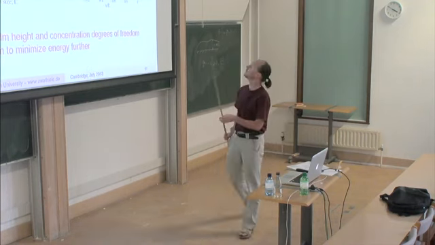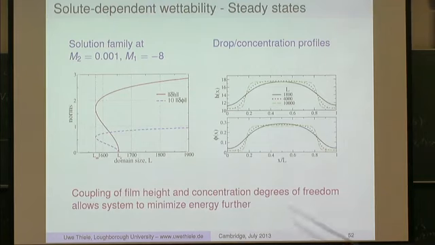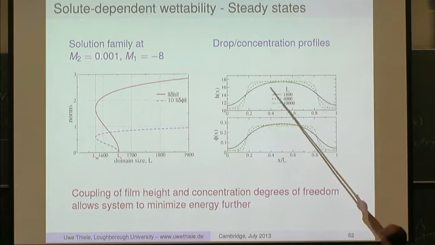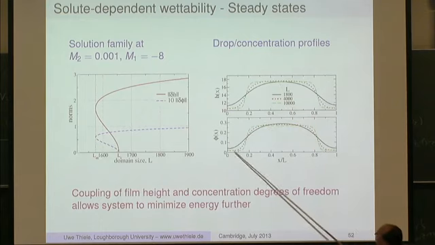And these are some nonlinear steady states that you can find. So you have a modulation in the film height. Look at the green line here, and in this case, the concentration is higher in the higher state, and it's lower in the lower state.